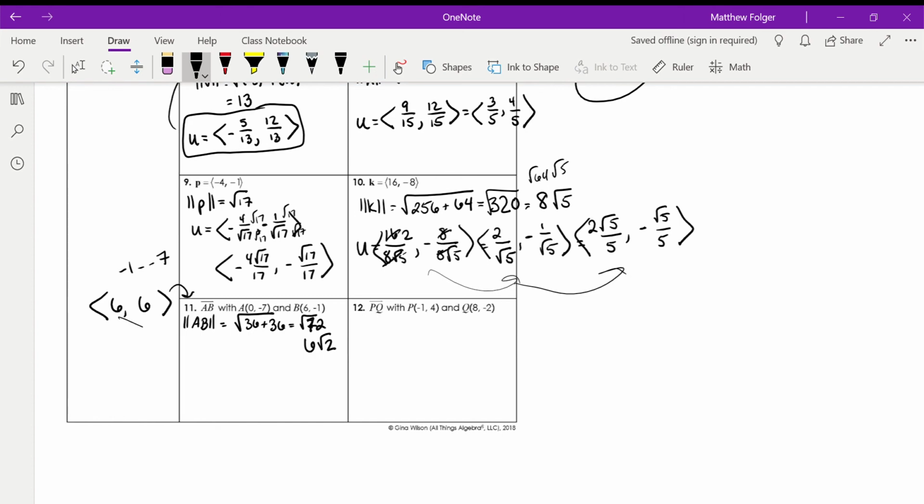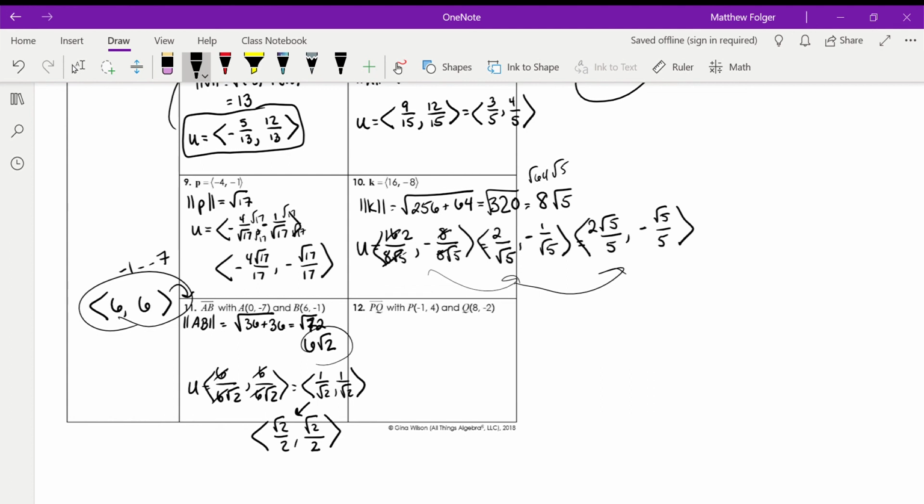Now using the component form and the magnitude, I am able to write a unit vector. So it'll be 6 over 6 radical 2, comma, 6 over 6 radical 2. Does that make sense? I'm asking you as if you can answer me. So we go like this. So it's just going to be 1 over square root of 2, comma 1 over square root of 2. Then we rationalize square root of 2 over 2, comma square root of 2 over 2.